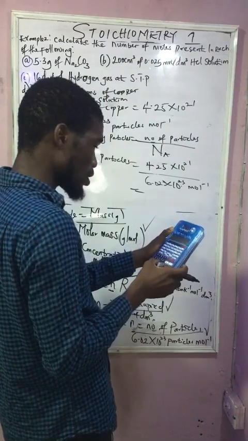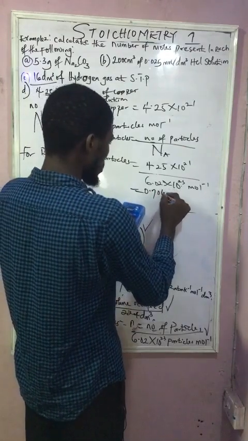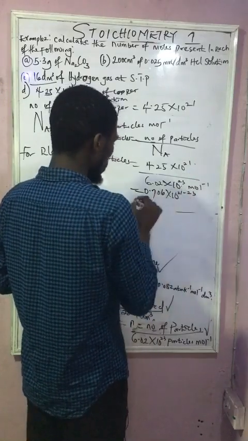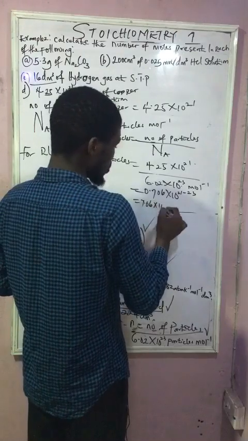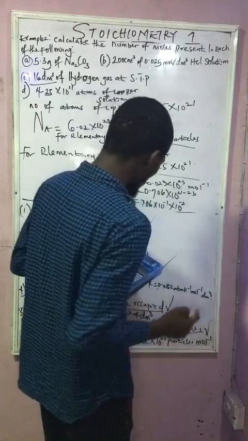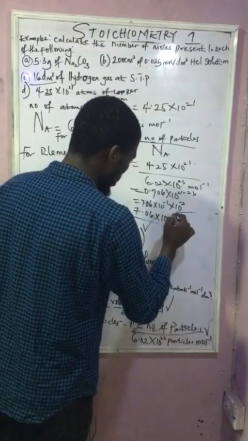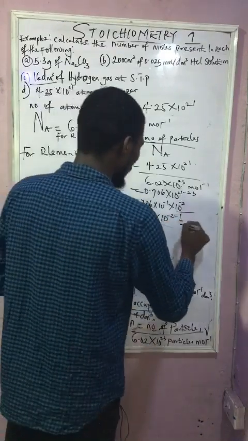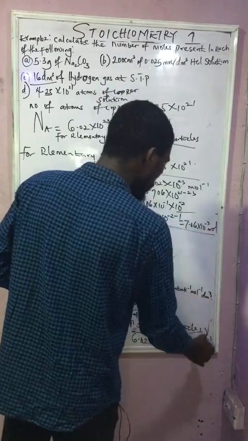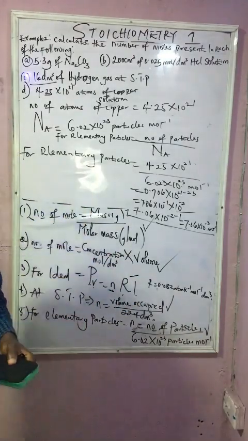By doing that, we have 4.25 divided by 6.02. We have 0.706. Then 10 raised to power 21 minus 23. So when you start with 7.06 times 10 raised to power minus 1 times 10 raised to power minus 2, this coming here, we are having 7.06 times 10 raised to power minus 2 minus 1, and that will give us 7.06 times 10 raised to power minus 3 mole. So this is how we tackle a question under stoichiometry with respect to what we have on the board.